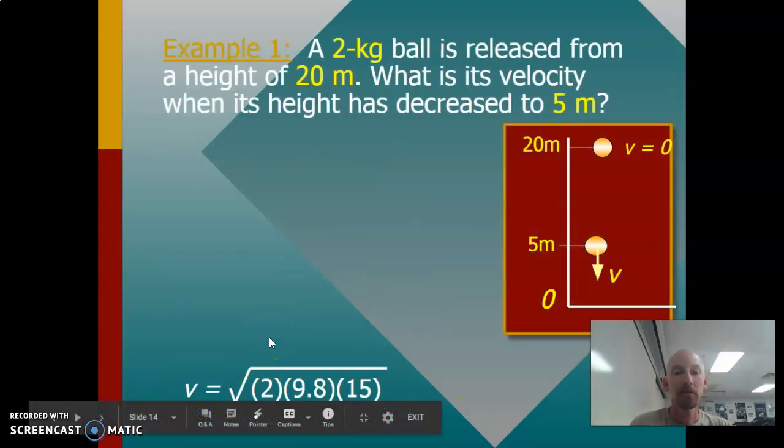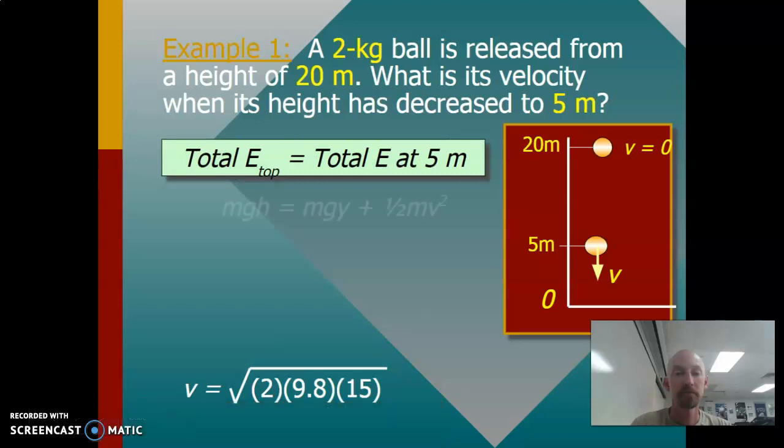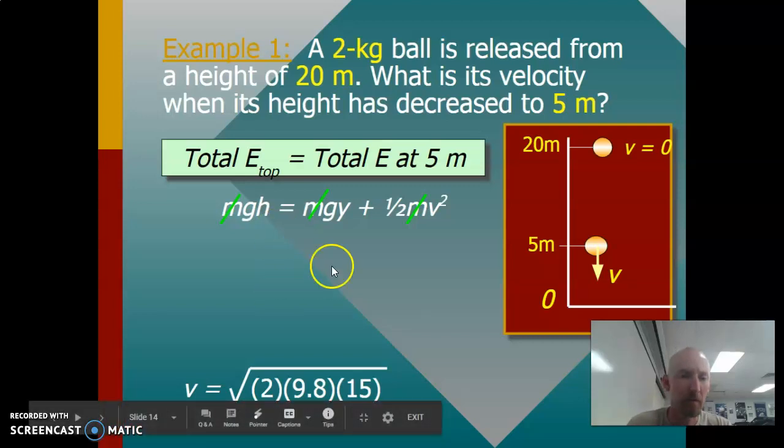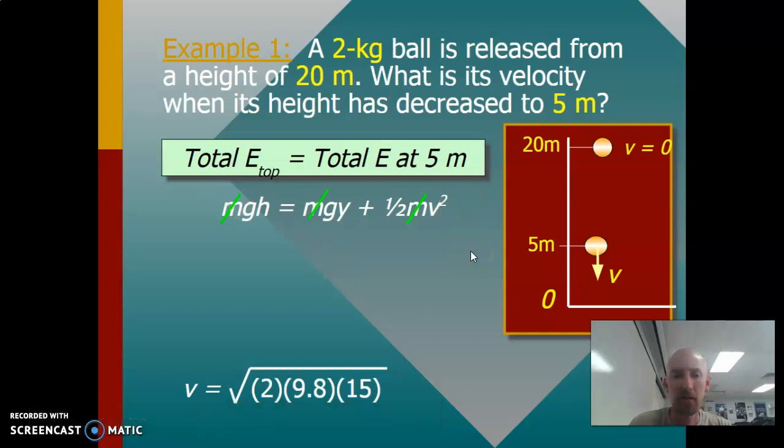Here's an example of a conservation problem. And of course you can pause this. I might stop the video here. I can't remember what I'm going to do. Mass cancels out, which is kind of creepy. So the mass doesn't matter.